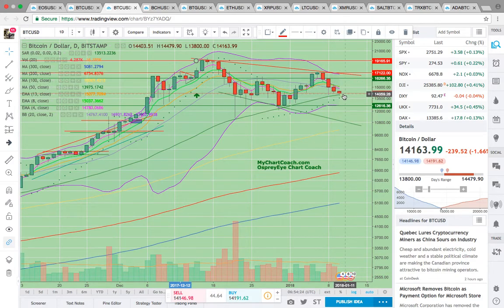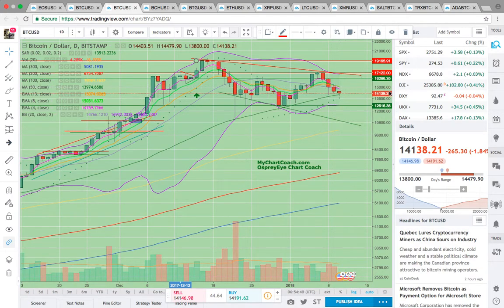If that resistance fails to hold, then you could see a drop down here to this 12,616 level. That was the prior support level. That's the big level to hold in the chart. If it breaks that 12,616, the big level besides the 50, you could see a drop all the way down to that 100 simple moving average down near 10,000.